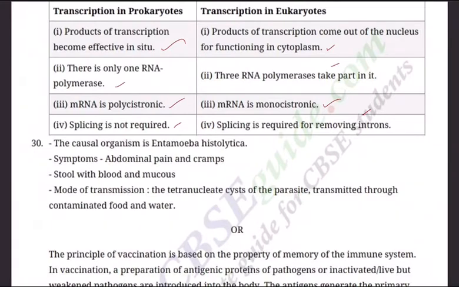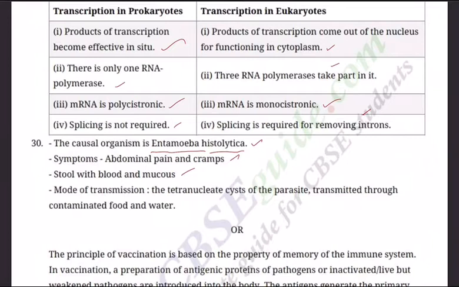Now question number 30: Mention the name of the causal organism, symptoms and the mode of transmission of the disease amoebiasis. The causal organism, of course, all of us know, is Entamoeba histolytica. So take care of the water that you drink.